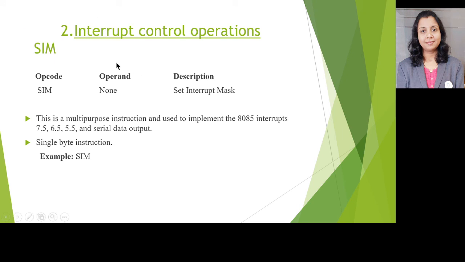The next machine control group of operations includes interrupt control operations. All the instructions related to interrupts are the interrupt control operations. The first one is SIM. There is no operand present. This is a single byte instruction and the description is set interrupt mask. This is a multi-purpose instruction used to implement the 8085 interrupts 7.5, 6.5, 5.5 and serial data output. The example can be SIM.